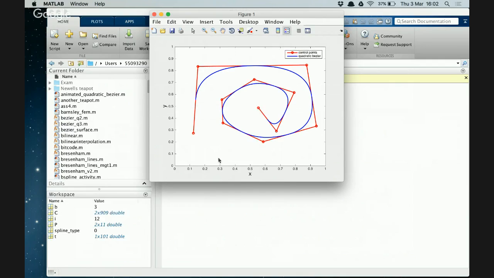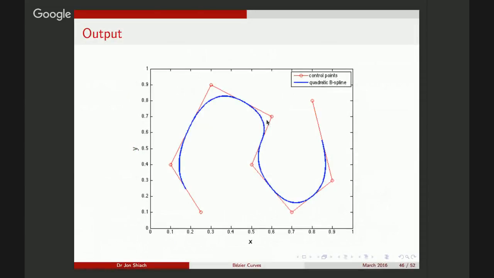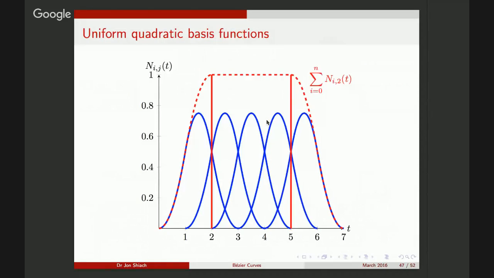So you can add more and more control points to make more and more wiggly lines. B-splines are very, very useful. What you might notice, I don't know whether you can see here, is that the blue curve doesn't start at this point. It starts a bit way along and it ends halfway along the last line here. Now, why is that? Well, this is the reason.